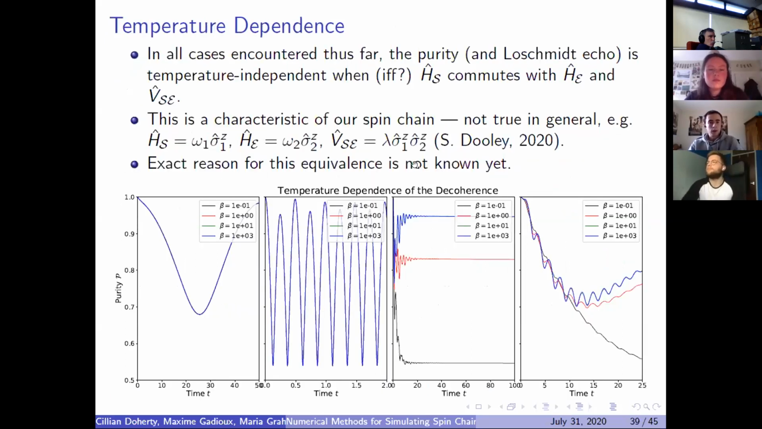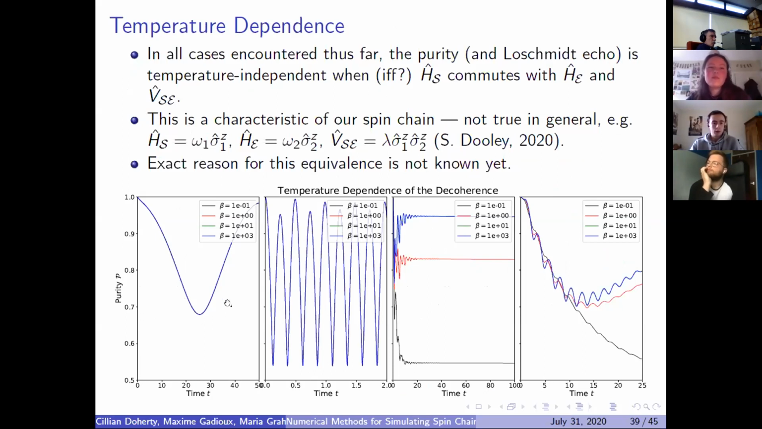Okay, so now we move on to temperature dependence. Interestingly, we found that the purity and also the ultimate echo is temperature independent when the system Hamiltonian commutes with the environment and interaction Hamiltonians. This could be an if and only if relation, but it's quite hard to check by just running a few tests, so we don't really know.